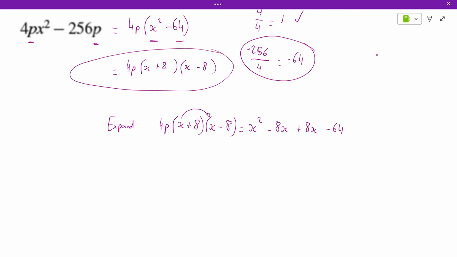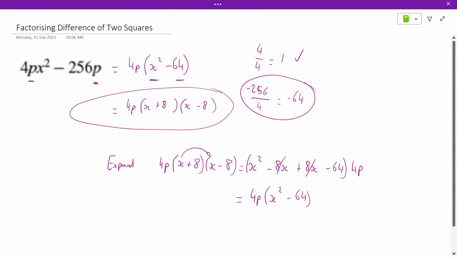And I've forgotten to multiply all that by 4p, so I'll just write 4p on the end. Okay. So we can cancel the stuff inside the brackets. So negative 8x plus 8x, they cancel. We're left with, this time I'll bring the 4p back at the front of the brackets, 4p times x squared minus 64.